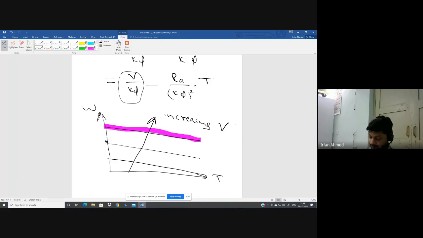Good transient response, good speed regulation. Okay. The speed regulation is good. The disadvantage is that you can get speed control only below the rated speed. You cannot control speed above the rated speed. Okay.